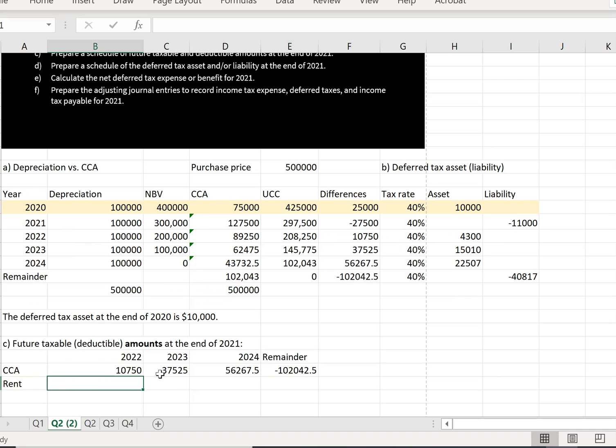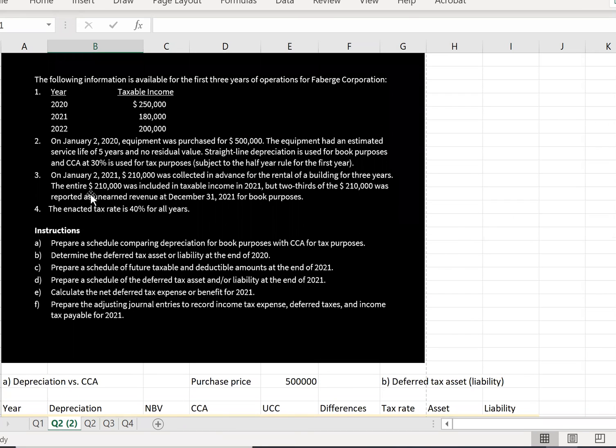And then for rent, what do we have going on with rent? So up here it says, on January 2nd, $210,000 was collected in advance for the rental of a building for 3 years. The entire $210,000 was included in taxable income, but 2/3 was reported as unearned revenue. So is this going to be a future tax asset or a future tax liability? Well, we're paying the tax for this building in advance. So it means that when it's recorded for accounting purposes, we're going to be able to deduct it for tax purposes.